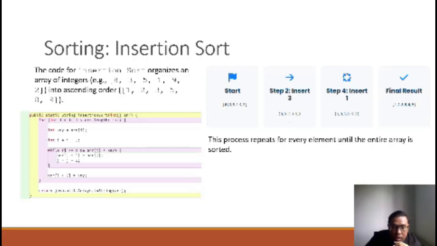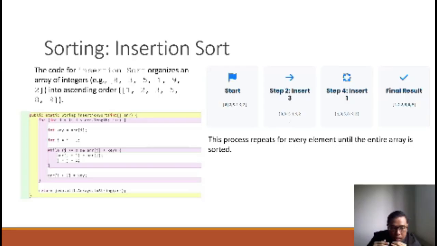Code reference: integer key equals array[i]. Comparing and shifting is the next step. It compares the key with the elements before it. If an element is larger than the key, the code shifts the element one position to the right to make space. Code reference: while j is bigger or equal to 0 and array[j] is bigger than key. So the shifting operation you see is array[j + 1] equals array[j].